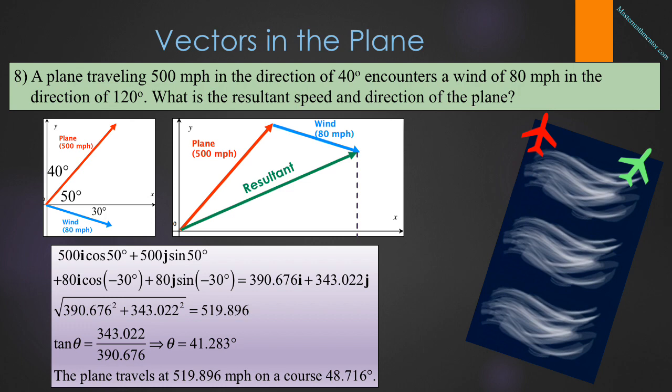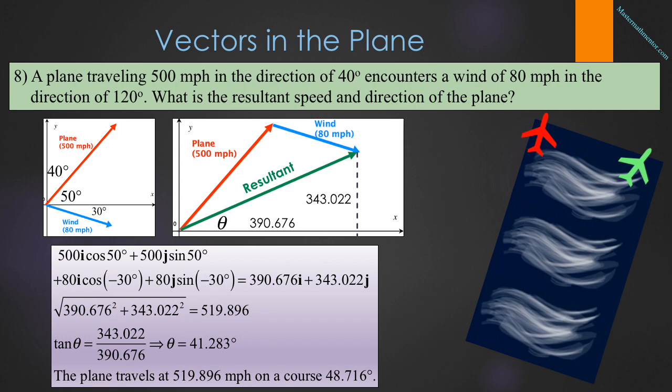So the plane vector is 500i cosine 50 plus 500j sine 50 degrees. The wind vector can be represented as negative 30, or if you want to, 330 degrees. So we add 80i cosine negative 30 plus 80j sine negative 30 degrees, and we end up getting 390.676i plus 343.022j.